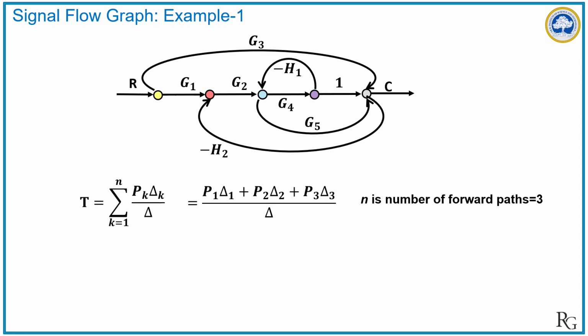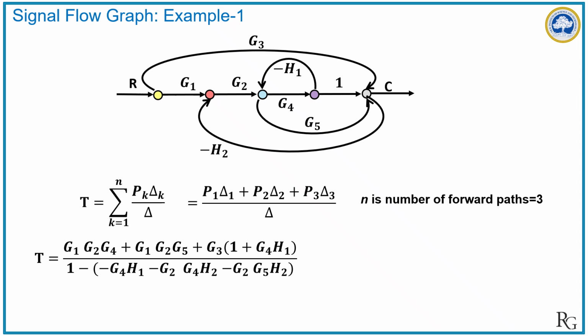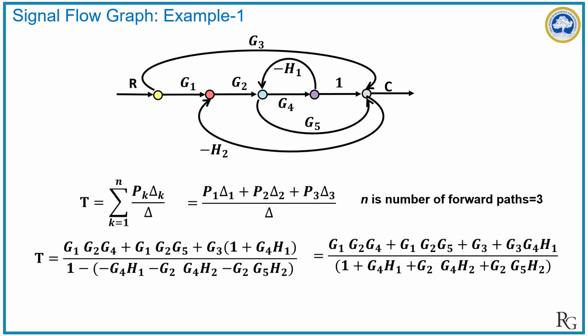Now, as we know that there are three forward paths, we take n equal to 3. So the Mason gain formula can be expanded as P1 delta 1 plus P2 delta 2 plus P3 delta 3, divided by delta. Now we have the values of P1 delta 1, P2 delta 2, P3 delta 3 and delta. We put all those values in this equation and we get the final transfer function like this.